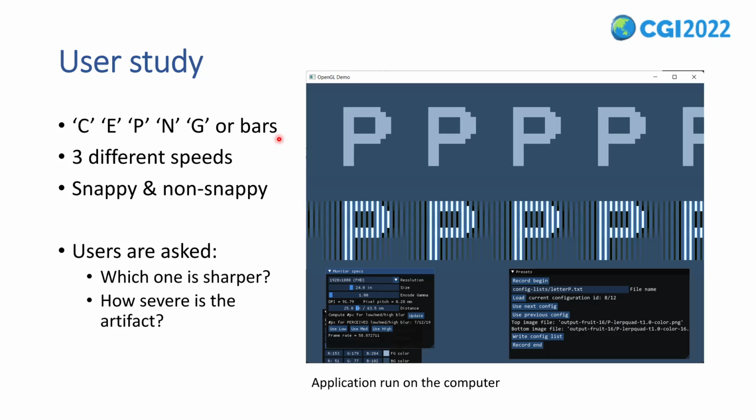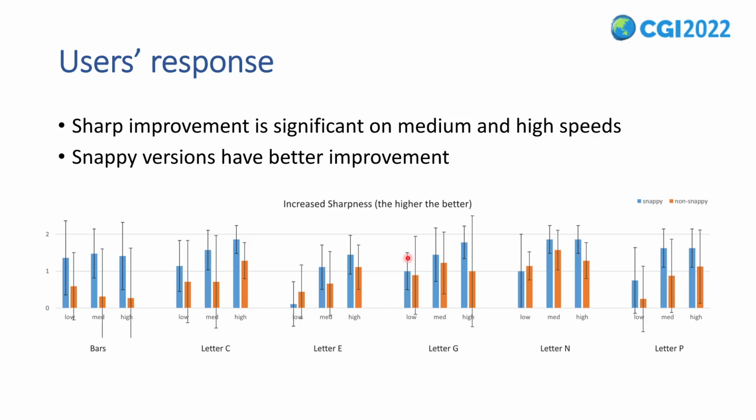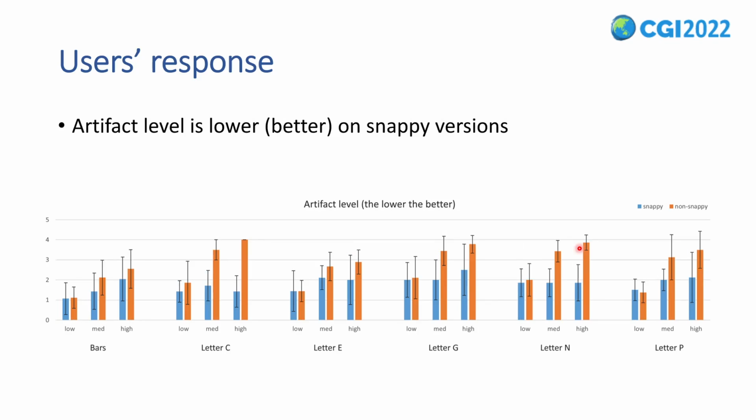And for each configuration, the users are asked 2 questions. Is the pre-filtered content sharper than the non-pre-filtered one? And how severe is the artifact? From the users' responses, we can see that sharpness improvement is significant on medium and high speeds, but just no worse on low speeds. Snappy versions have better improvement than the non-snappy ones. For the artifact level, the snappy versions are overall lower than the non-snappy versions.